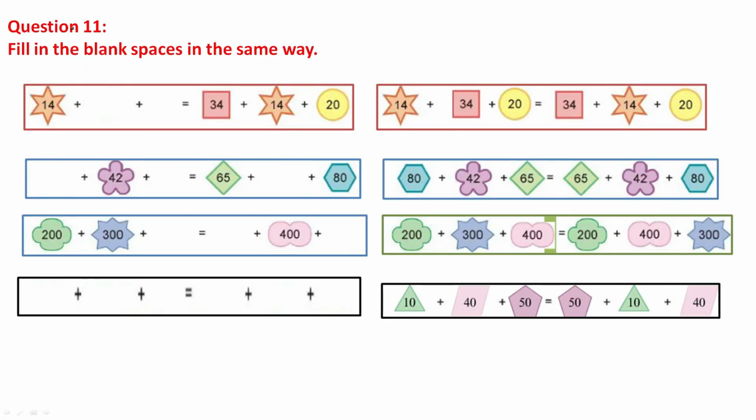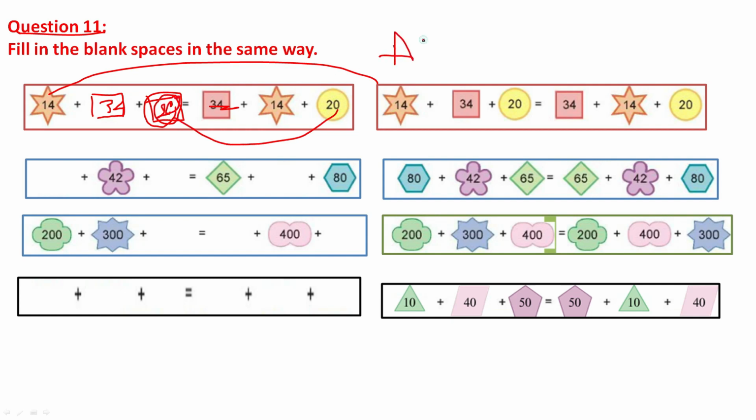Now you see fill in the blanks. Question number 11. The spaces we have tried in the same way. Here some numbers are missing. So what is missing here? You can find here star 14. Here also 14 is there. Here on the left side nothing is there. So what is missing here? You can see one square is missing and one circle is missing. What will be inside the square? 34 is missing. In the circle what number is missing? 20 is missing.